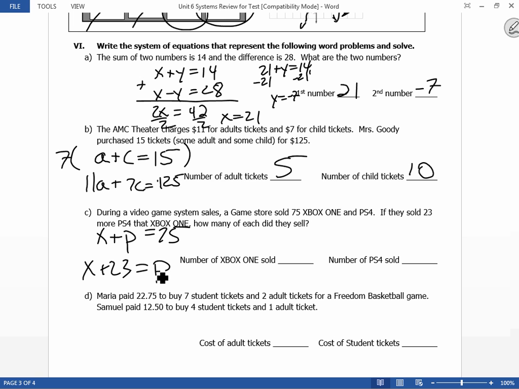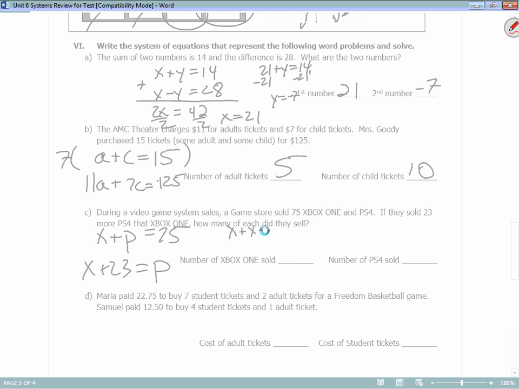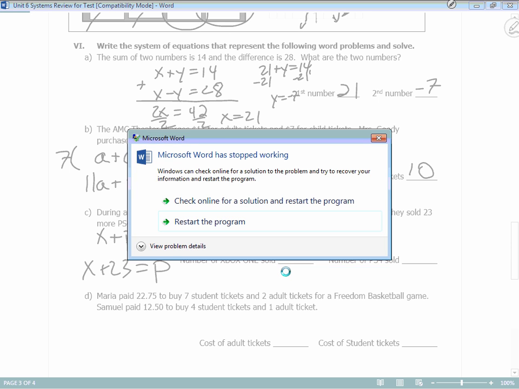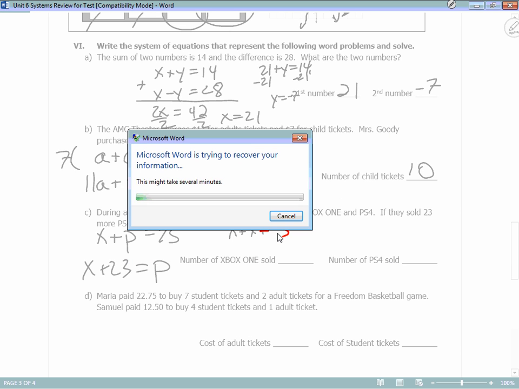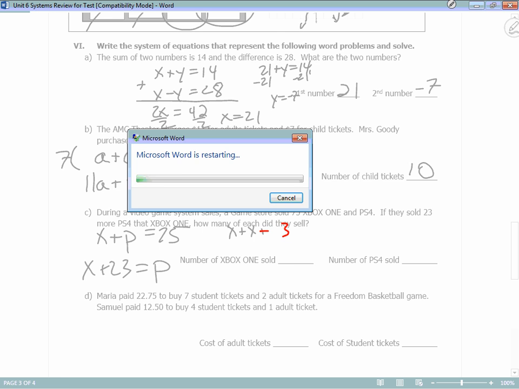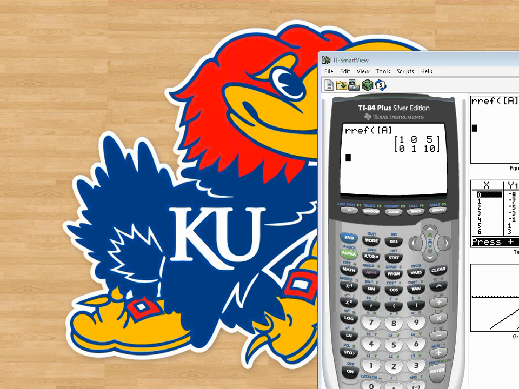And I can solve this using substitution. X plus 23. Why did it stop writing? Uh-oh. Whoa, something went crazy. Well, we'll be back in a second, maybe. Let me pause. We'll pause, and when the computer is uncrashed, I'll be back. All right, we lost all our ink, but that's okay. We'll pick it back up here.